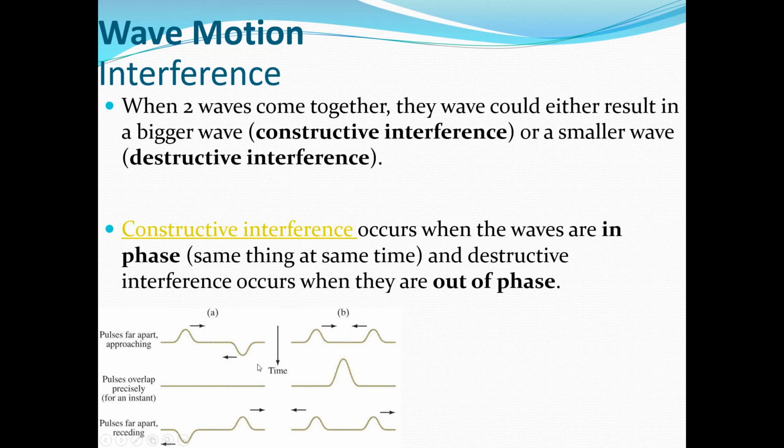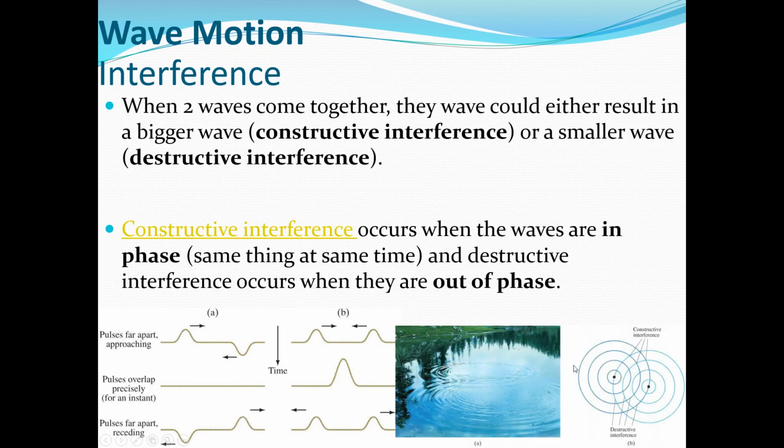For example, if this trough was bigger than the crest that came in, then you'd end up with a smaller trough. It's still considered destructive interference. Typically, we would normally call this something like total destructive interference. But yeah, it would just have to produce something smaller than these two.